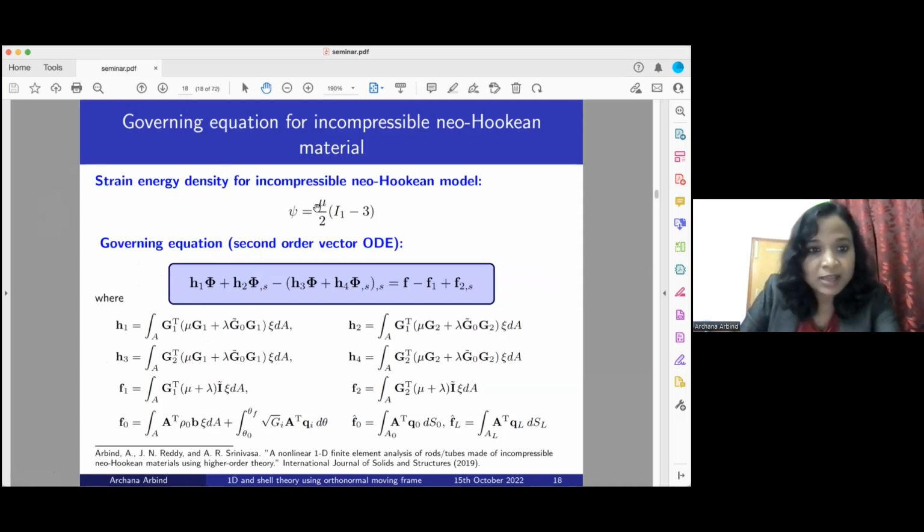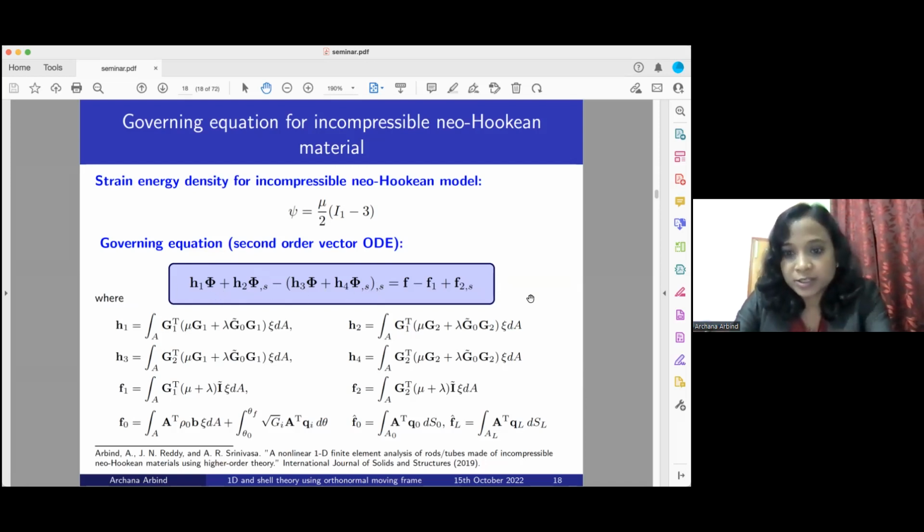Based on this, I have derived the governing equation for Neo-Hookean material. For Neo-Hookean material, the energy density is given by this, where mu is the material property. Based on this, we get the governing equation as second order ordinary differential equations, that is only in one variable, and that is why it is a one-dimensional theory. This ordinary differential equation we will solve with the finite element method. Of course, it is non-linear because the material is non-linear, as well as it is a large deformation theory.